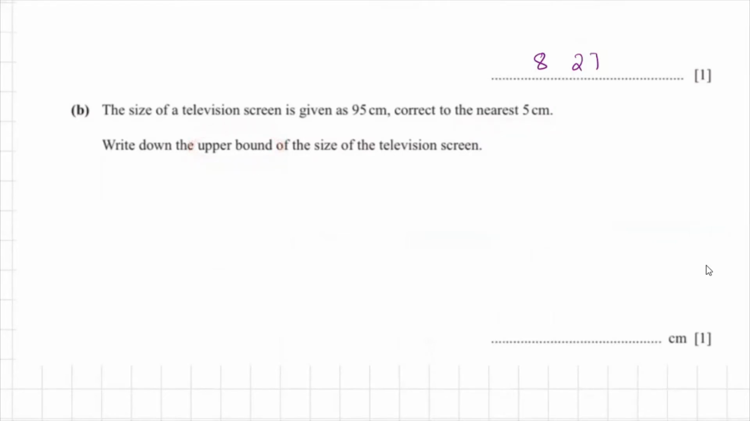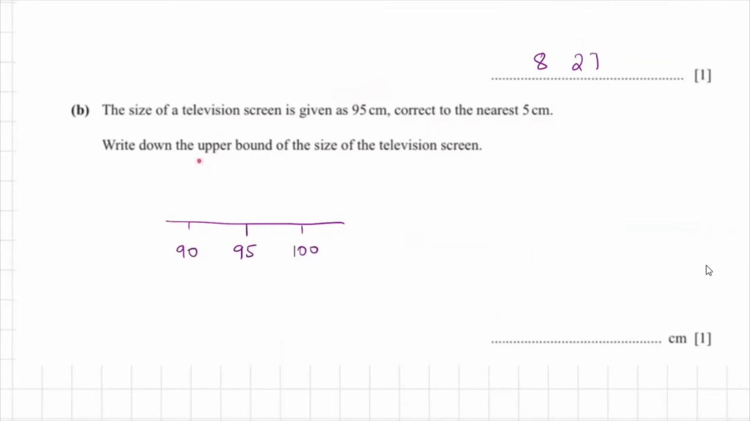This is the question of upper bounds now. So this is a limit of accuracy. So 95, the correct way of doing this, and the easiest way, is you make a number line. You write 95, which is the number that's given to you. Now they're saying correct to the nearest 5 centimeters. So it's very simple. Just make units of 5 centimeters. 95 plus 5 is 100. 95 minus 5 is 90.